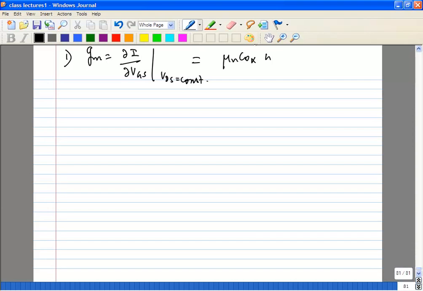So Gm, you have a lot of expressions, right? You can write the expression in terms of the current, in terms of the overdrive, and in terms of both. So you can look at that. And the expression for RO is ∂VDS over ∂ID, which happens to be 1 over lambda ID. So this also you know, right?